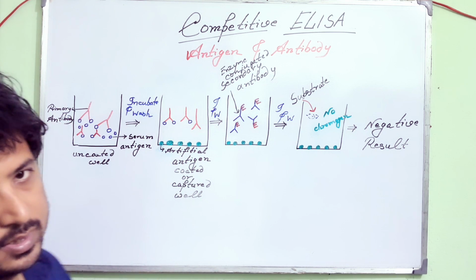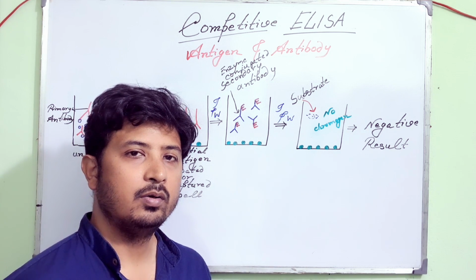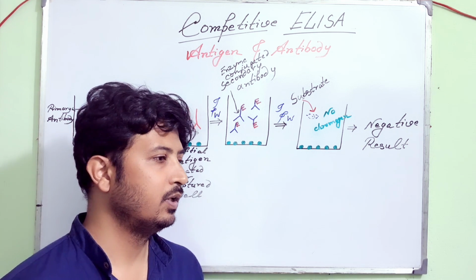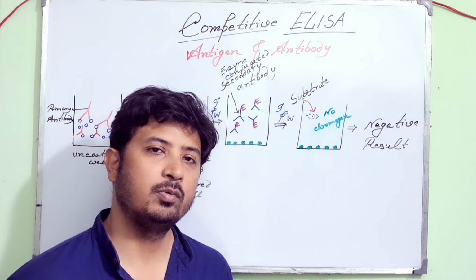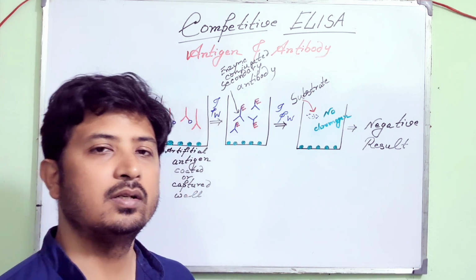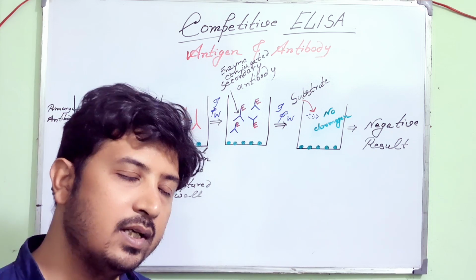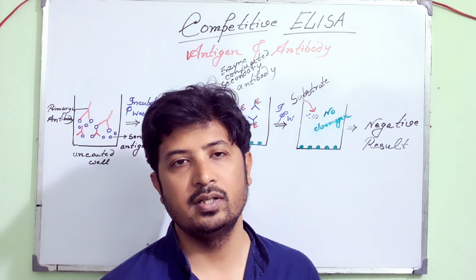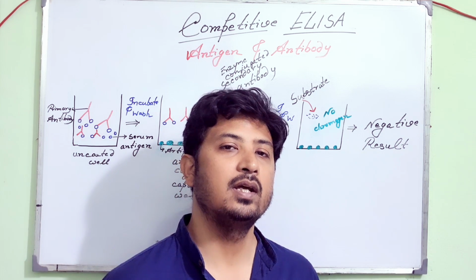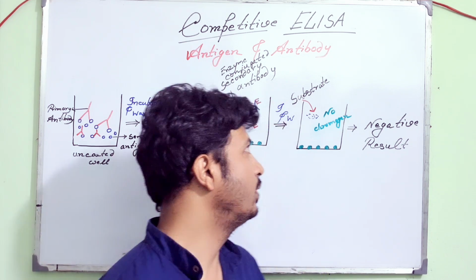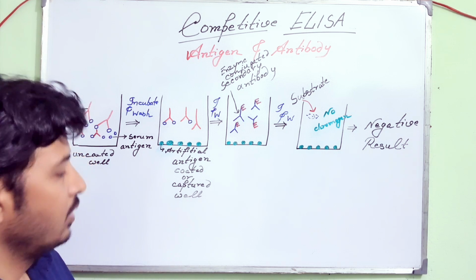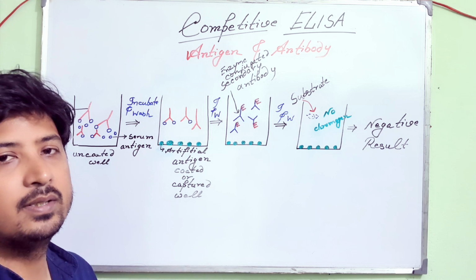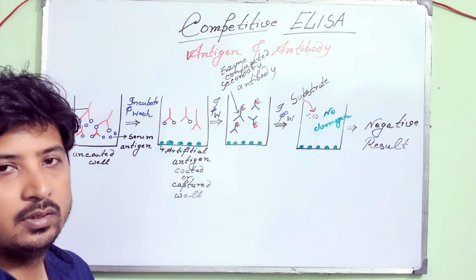It's a kind of ELISA where you can detect both antigen and antibody. We have talked about direct, where only antigen can be detected. In indirect, both antigen and antibody can be detected. In sandwich, only antigen can be detected. In competitive, both antigen and antibody can be detected. First, as the name suggests, there will be a competition between the molecules.